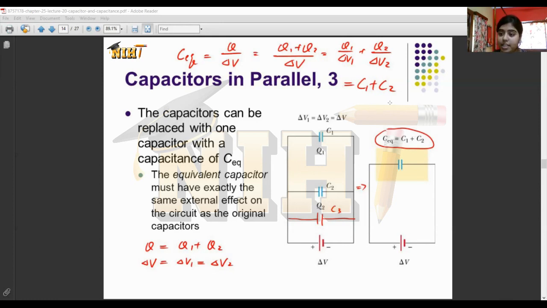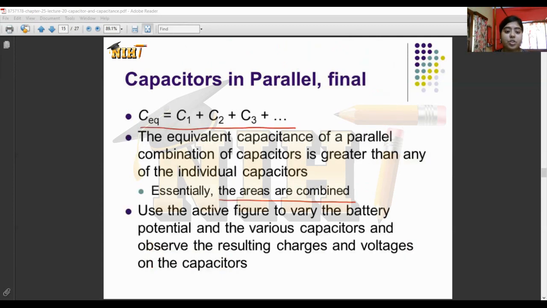So C equivalent is always greater than any one of the capacitances of the capacitors. C equivalent is C1 plus C2 plus C3 and so on. So the equivalent capacitance of a parallel combination of capacitors is greater than any one of the individual capacitors. So essentially the areas are combined.